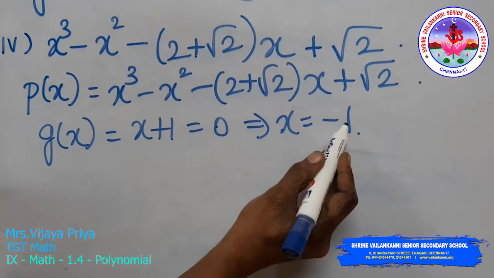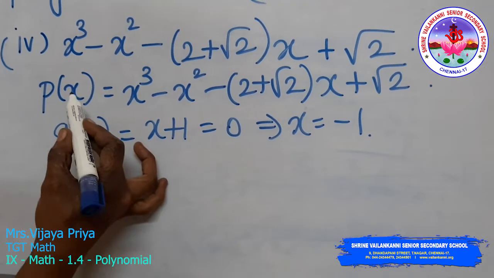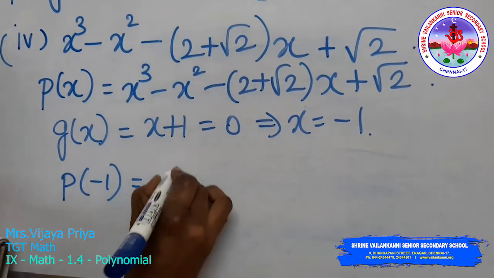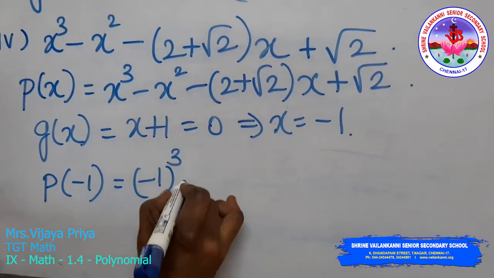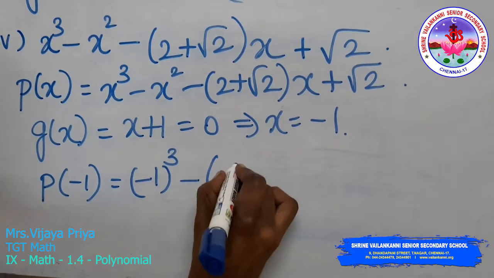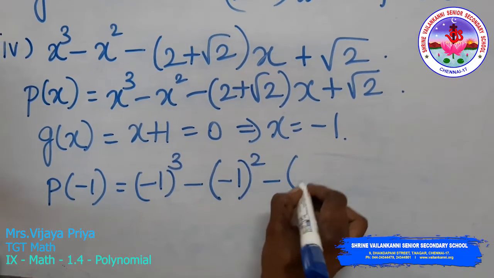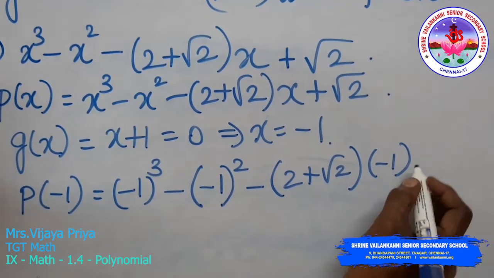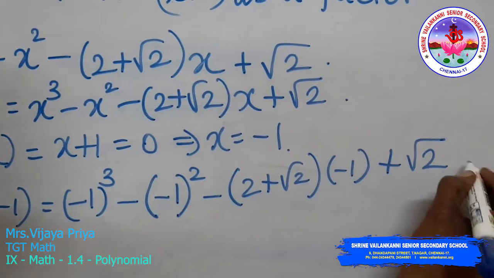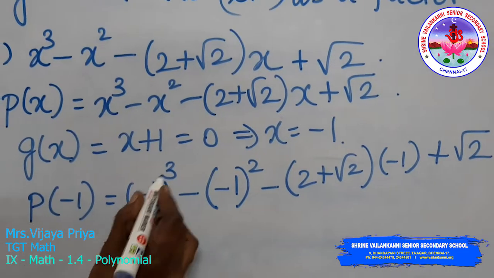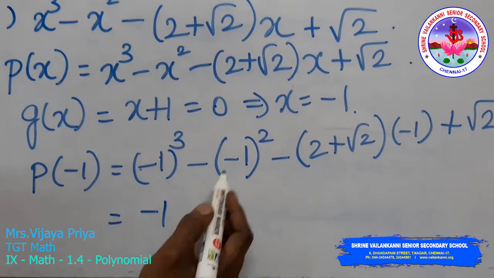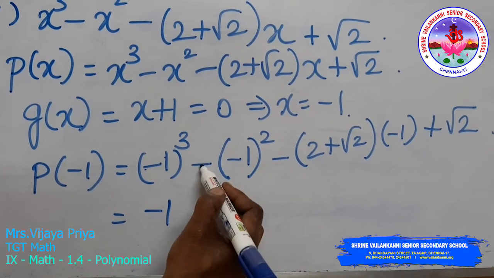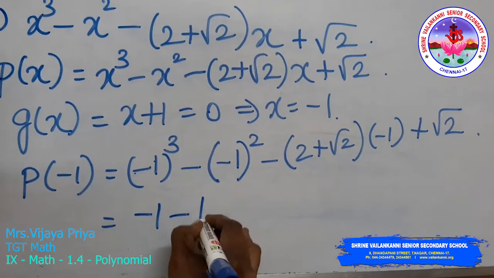Substituting the value x is equal to minus 1 in p of x, p of minus 1 is equal to minus 1 to the power of whole cube minus of minus 1 the whole square minus of 2 plus root 2 into minus 1 plus root 2. Minus 1 to the power of cube becomes minus 1. Minus 1 to the power of 2 becomes plus 1. Already minus 1 is there, plus into minus becomes minus 1.